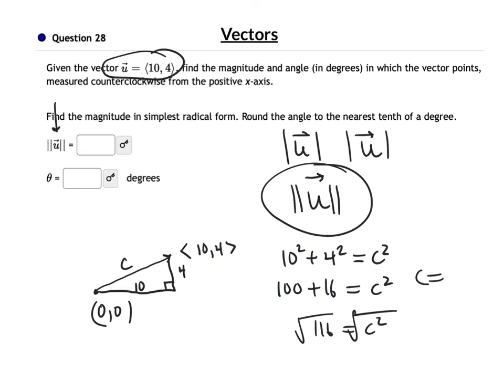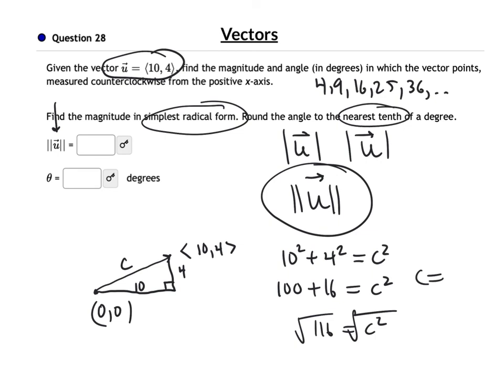It says round to the nearest tenth of a degree, and the magnitude is in simplest radical form. I took a list of perfect squares, 4, 9, 16, 25, 36, and so on. The first one I tried was 4, and I discovered that 116 is 4 times 29, and the square root of 4 is 2, so 2 root 29. That would be the magnitude.